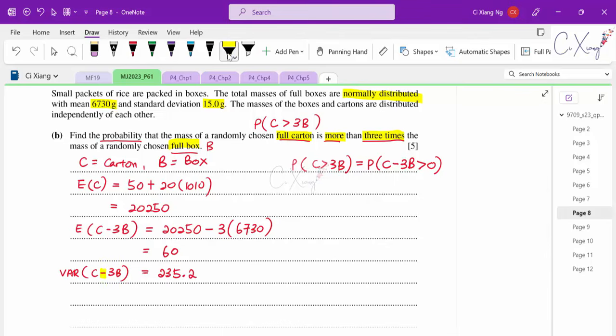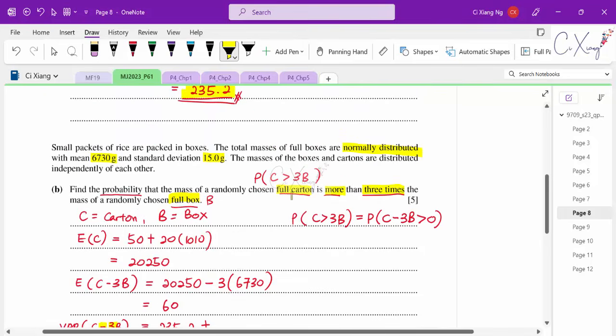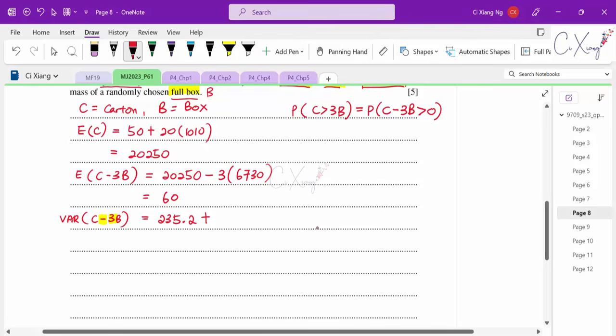Okay, for any variance, with a negative in the variable, there's no negative in the calculation for variance, it will always be a plus. Okay, then the 3 here. To calculate the variance, I need to look back to the keyword used in this question. They are saying that the full carton is more than 3 times, so the keyword here is 3 times the mass of a randomly chosen full box. You see this keyword 3 times, that means I have only one small box, one box times 3. So when you have something times 3, times 2, or times anything, when you want to find the variance, you have to square the 3. So I'm having 3 squared.